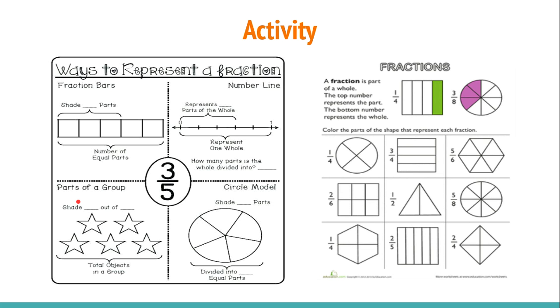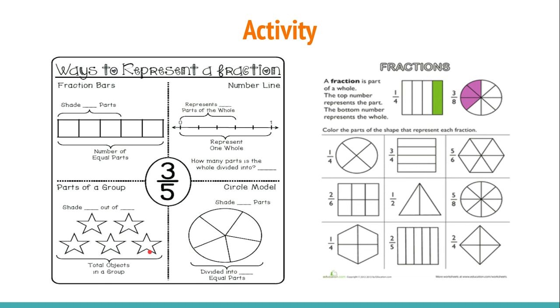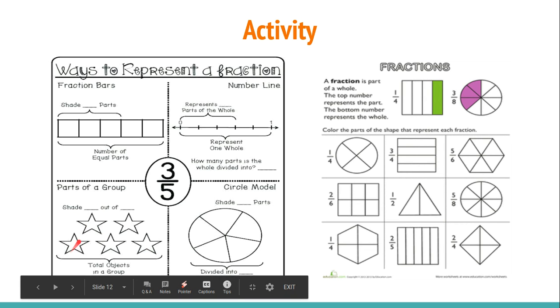Here's parts of a group. Here's where the grouping comes into play. We want to shade 3 out of the 5 stars because remember, we have the numerator as 3 and the denominator as 5. So we have 5 stars, 1, 2, 3, 4, and 5. And we want to shade 3 of those stars. So we'll color in this one, this one, and this one. And look at that, we have 3/5 again.